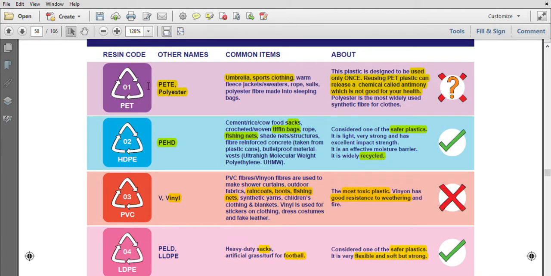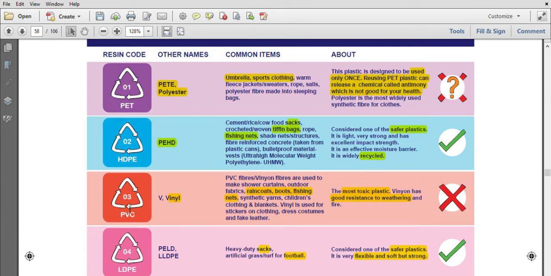Resin code 1. It contains polyethylene terephthalate. It is used to make umbrellas and sports clothing. It is used only once. Reusing PET plastic can release a chemical called antimony, which is not good for our health. Resin code 2. High density polyethylene. It is used to make sacks, tiffin bags, fishing nets. It is a safer plastic and it can be recycled.